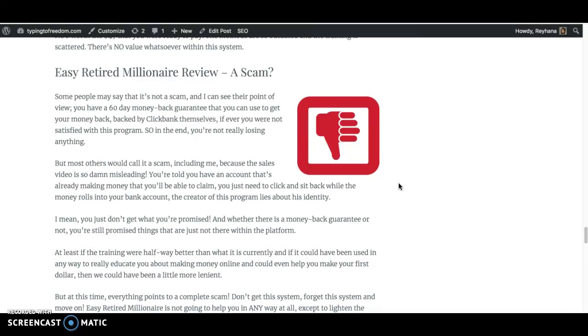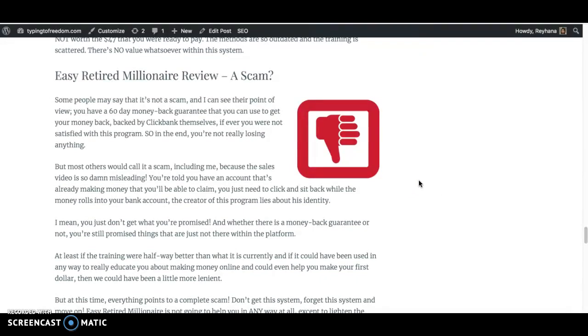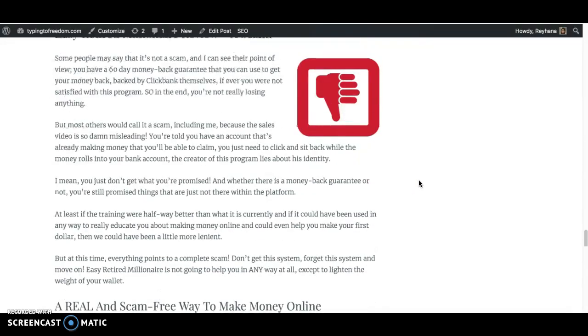But anyways, now we get to the conclusion. So is Easy Retired Millionaire a scam? I definitely think so, because the sales video is so misleading. You're told you'll have an account that's already making money. Once you sign in, you'll get access to it and you'll be able to take home the $278, but that's not true. They tell you that you'll be able to just click, sit back while the money rolls in. And the creator of this program also lies about his whole identity, right? I mean, you're just not given what you're promised. So that's just the reason why I believe it's a scam.